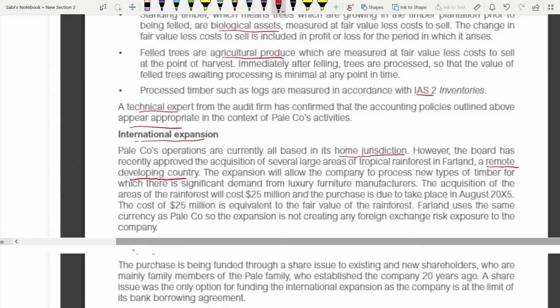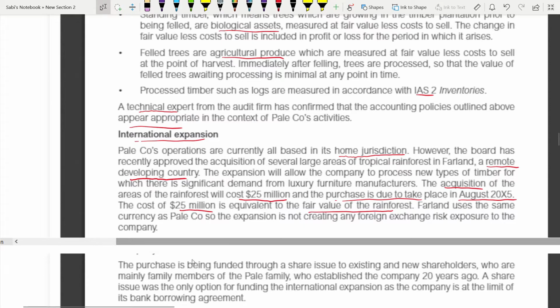Okay. The expansion will allow the company to process new types of timber for which there is significant demand from luxury furniture manufacturers. The acquisition of the areas of the rainforest will cost 25 million and the purchase is due to take place in August 2005. The cost of 25 million is equivalent to the fair value of the rainforest.